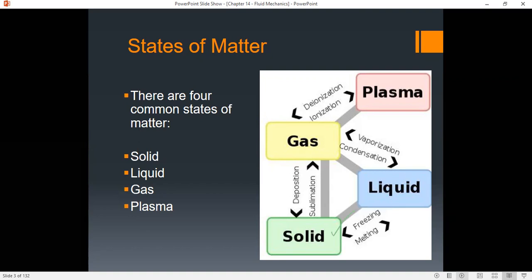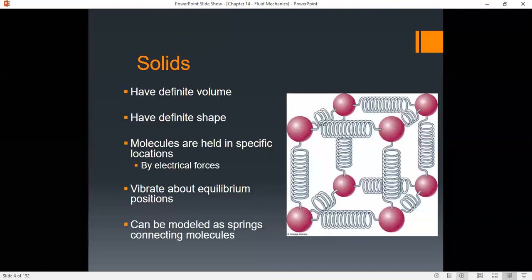If we heat something up and it's under enough pressure, it becomes a liquid. At even higher temperatures, we tend to get gases. And at the very highest temperatures, the collisions between the gas molecules can be large enough where we start losing electrons and we transition to what's known as a plasma. So solids have a definite volume. They also have a definite shape. And basically, this is because the molecules are held at specific locations.